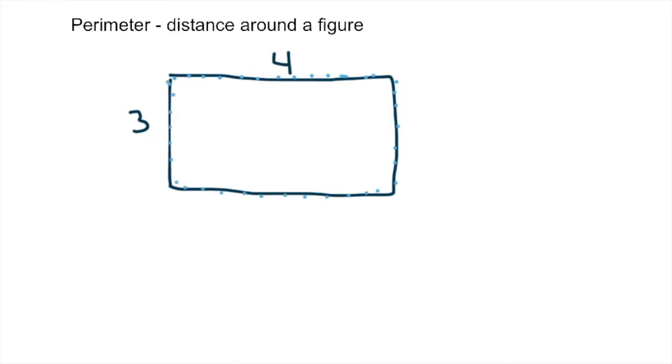Now let's say we've been given a rectangle that has a length of 4 inches and a width of 3 inches. And we want to know, what is the perimeter of this rectangle? Well, since it's a rectangle, that means that the sides opposite each other are equal. So if the width is 3, then that's going to be consistent. And if the length is 4, then that's going to be consistent. And those are in inches as well.